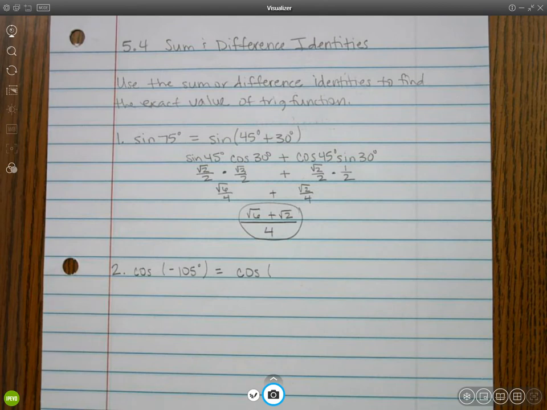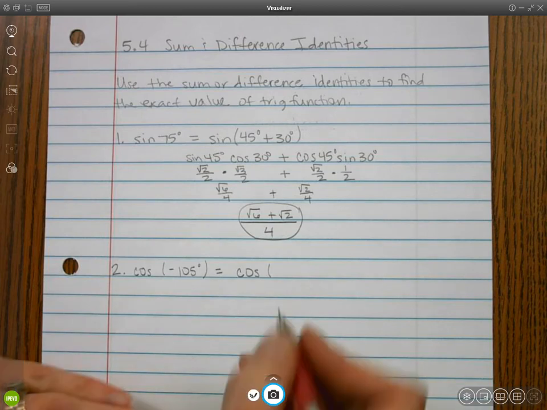Okay, so I want to do cosine of negative 105. There are lots of options on how I can get to negative 105. Okay, so you've just got to pick. Do you want to do negative 60 plus negative 45? Do you want to do 30 minus 135? Like, you can pick whatever as long as it adds up to negative 105. Okay, so I would like to do an example of subtraction.